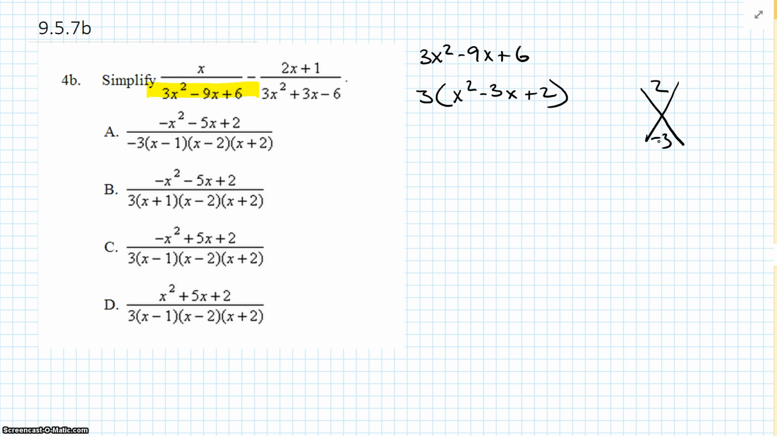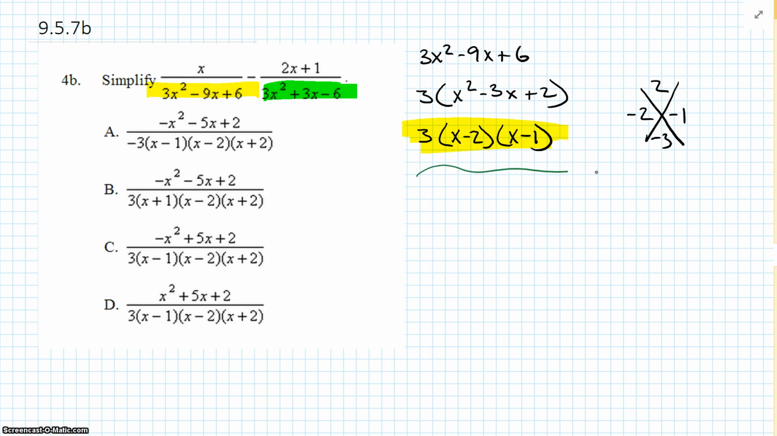So two numbers that give me a product of 2 and a sum of negative 3. It looks like that'd be negative 2 and negative 1. So I can rewrite that as 3 times x minus 2, x minus 1. That represents the first denominator. Let's look at the second denominator.